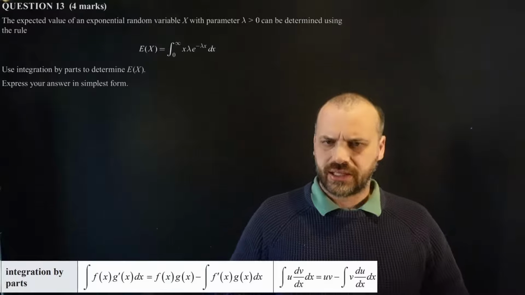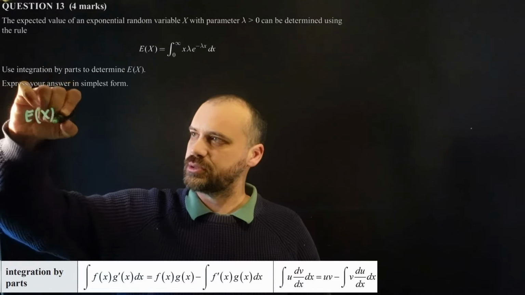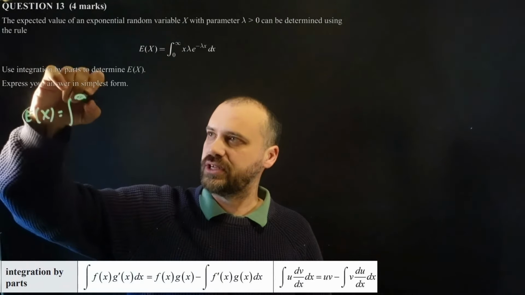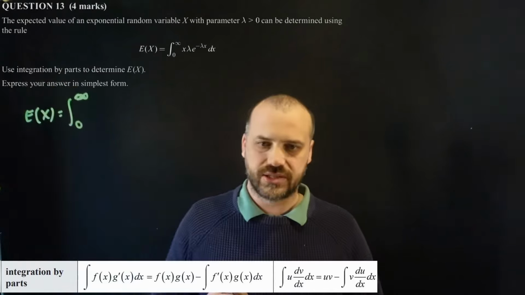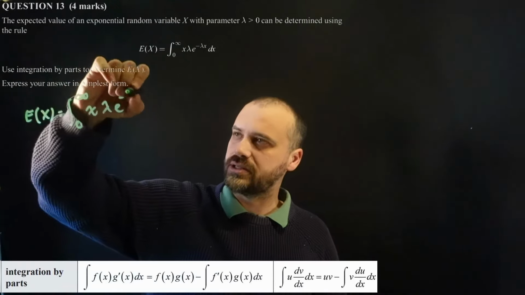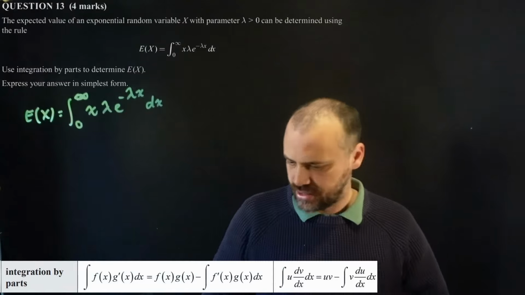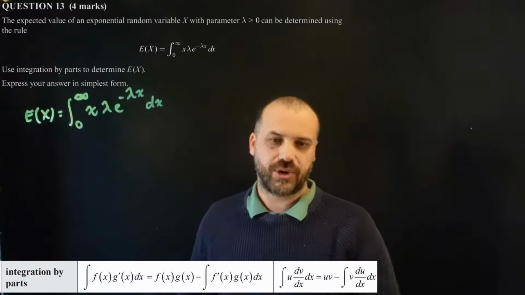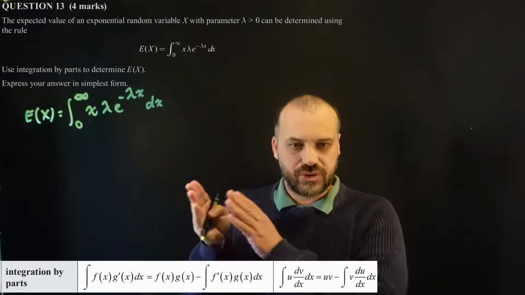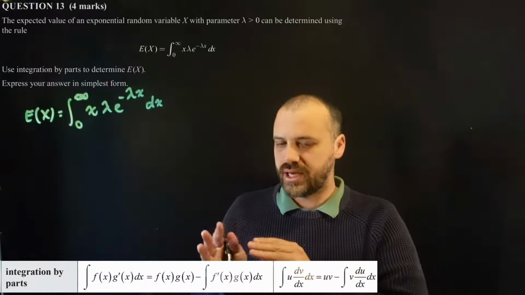All right, so let's go for it. We're told that the formula, the expected value, is going to be equal to the integral between infinity, that's a terrible infinity sign, and 0 of x lambda e to the negative lambda x with respect to x. And we're told we've got to use integration by parts. And so we can split this into u and dv dx. And so we need to determine how to split that up.